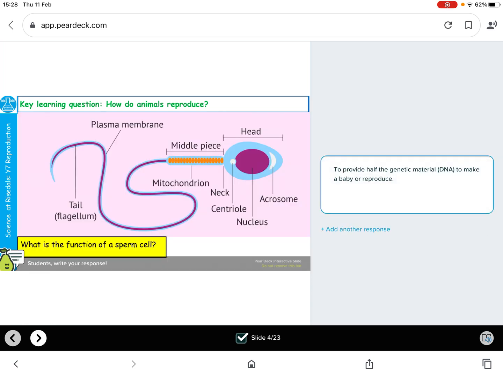During the live lesson, you wrote down the function of the sperm and egg cell, and they both have the same function, which is to provide half of the genetic material, or the DNA, to make a baby in reproduction.